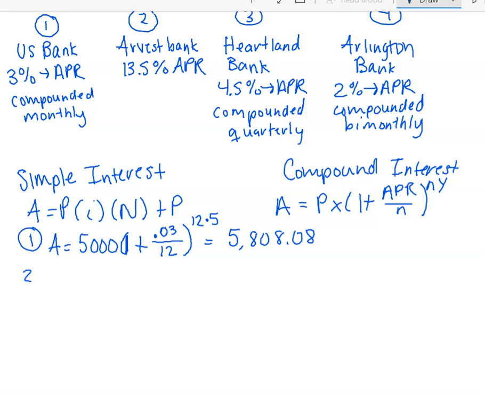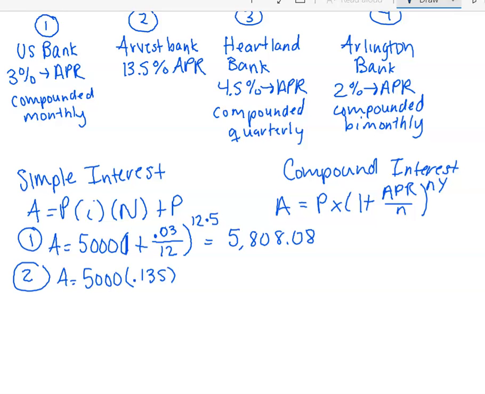So bank number 2 is Arvis Bank, and Arvis Bank is just charging a simple interest, so we're going to use this formula. A is going to be our principal times our interest of 13.5%. Remember, we need to change that to a decimal. So it's going to be 0.135, because we're going to say 13.5 divided by 100 to change it to a decimal.